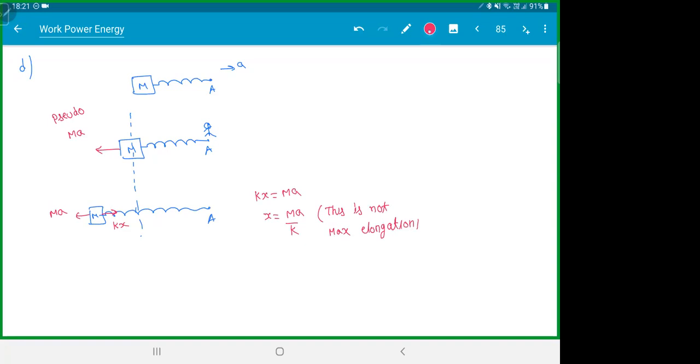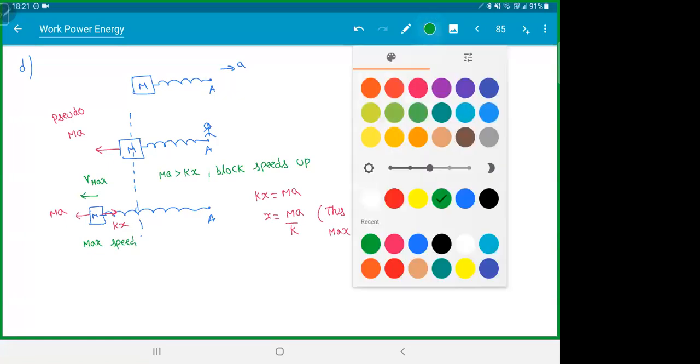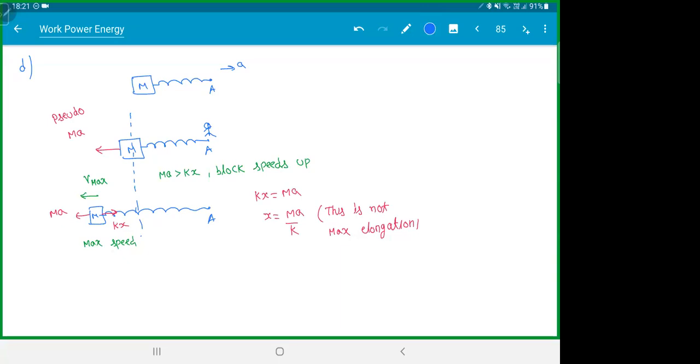Reason, at this point, if you observe, ma is greater than kx, so the block is speeding up. The block is not going slowly. The block is going faster and faster. So at this position, the block has gained maximum speed. Net force is zero, agreed. Acceleration is zero, but the block's speed is not zero. So the block won't stop here. It will continue to go further. Max speed is there. You're getting it. The block will continue to go further.